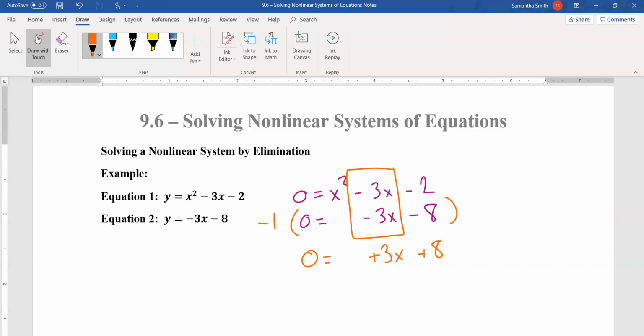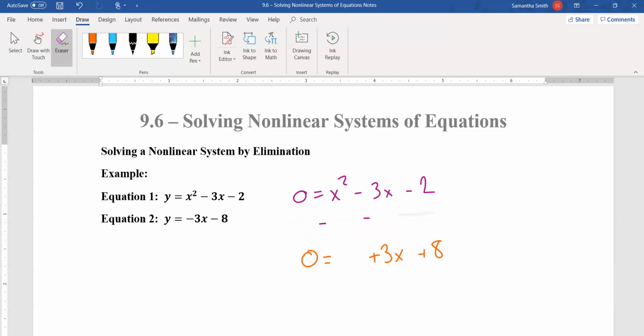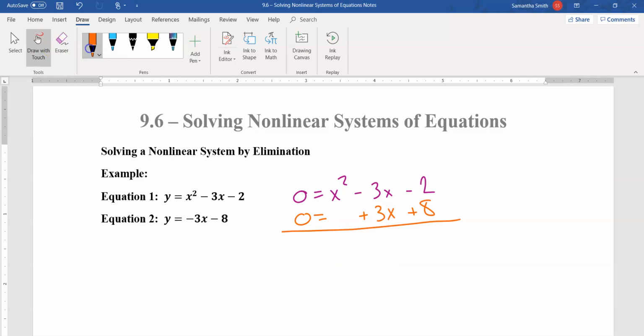Okay? So now what I'm going to do is I'm going to get rid of all of this so that I can rewrite it. 0 equals now a positive 3x and a positive 8. If you need to go back and look at that again, please do so.